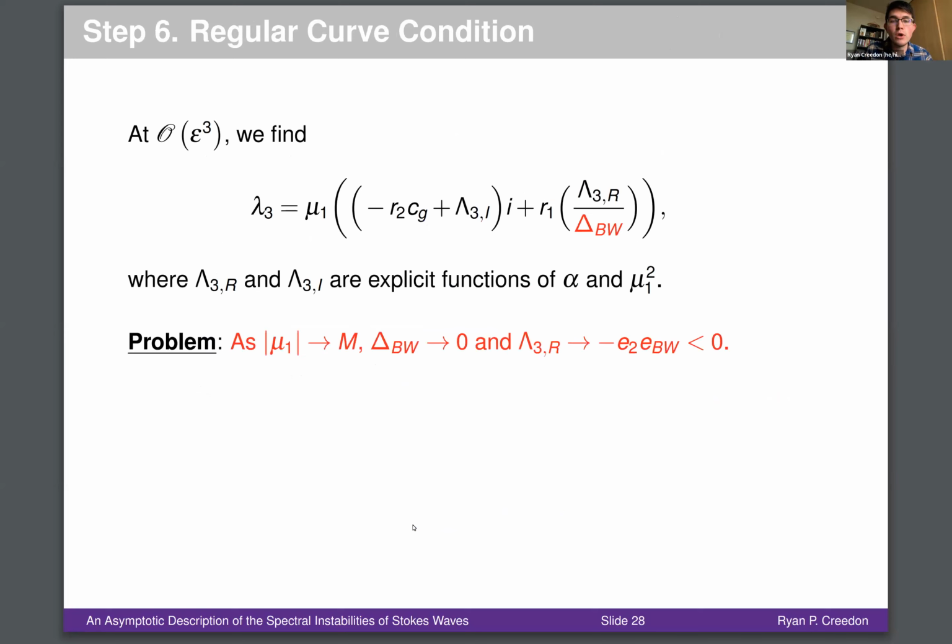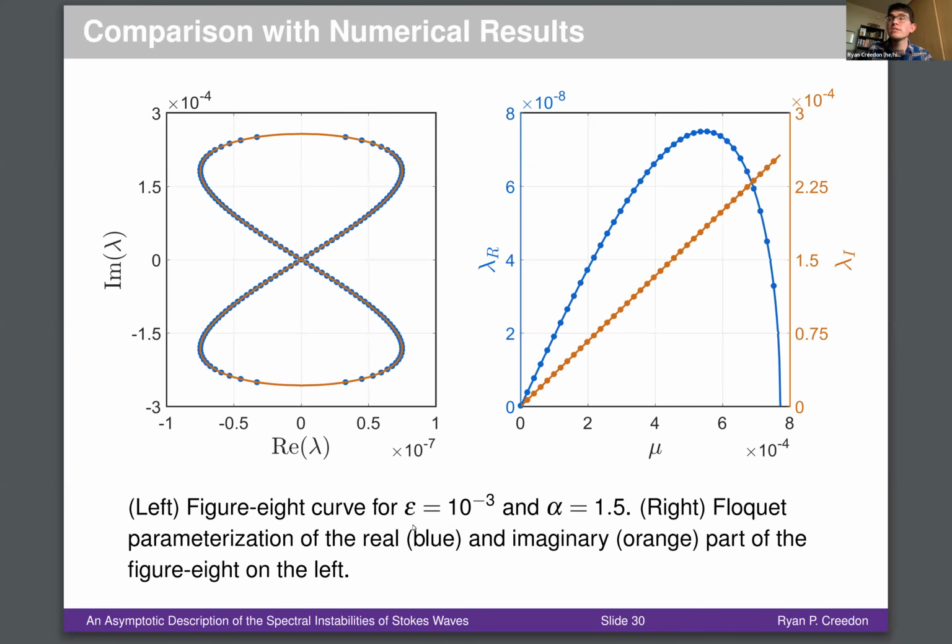Let me just show you the results numerically, just so you convince yourself that indeed this perturbation method is going to work just fine for the Benjamin-Feir instability. And so the blue dots here are numerical results, and the solid curves are the leading order approximation to that Benjamin-Feir figure 8 curve. And the figure on the right is the Floquet parameterization of the real component of this curve and the imaginary component of this curve. The dots are all numerical results, and the curves themselves are actually the asymptotic results.